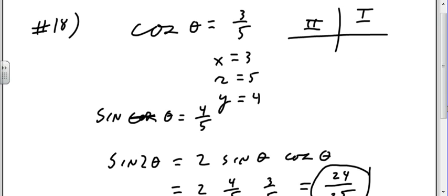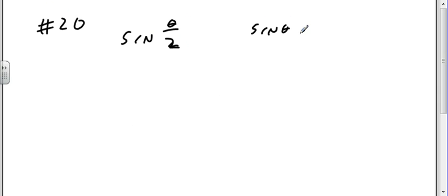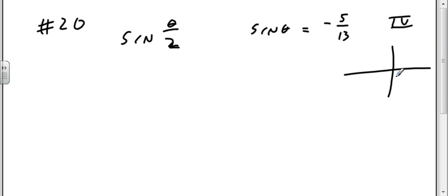Number 20. I want to find the sine. All right, so I want to find the sine of theta over 2, where the sine of theta is minus 5 over 13 in the fourth quadrant. Okay, so I'm in the fourth quadrant, so that means I'm here at minus 5, and I'm there at 13, and I recognize that as a 5, 12, 13 triangle, so I know the x side is 12. So the cosine of theta is going to be 12 over 13.